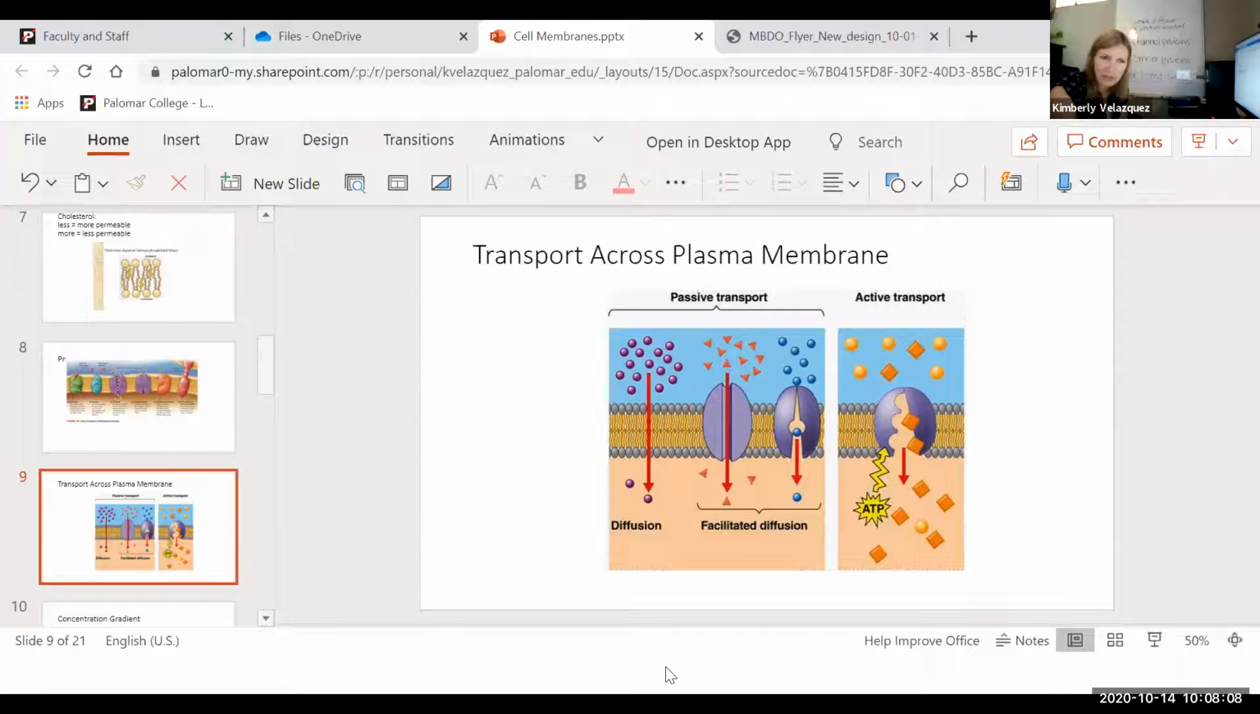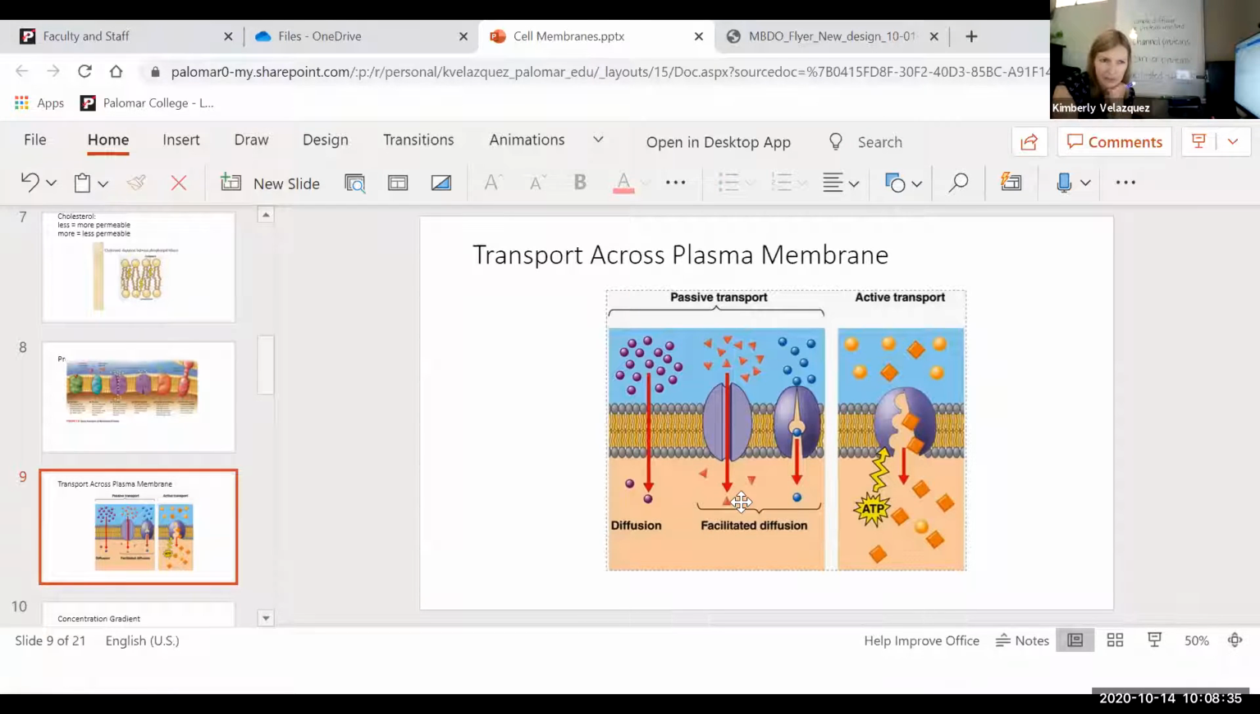Those molecules can't just go across the phospholipid bilayer. A channel protein, the name really says it all. It's a channel that these molecules or ions are going to pass through. We have a lot of ion channels in our plasma membrane that allow ions to move in and out of the cell along a concentration gradient. No energy required, just moving from high to low.